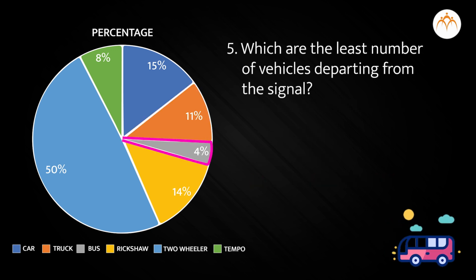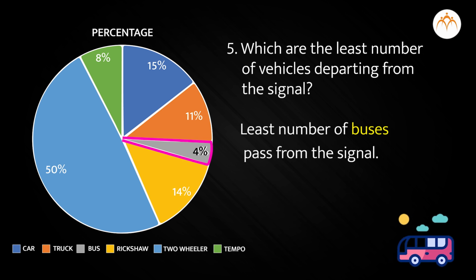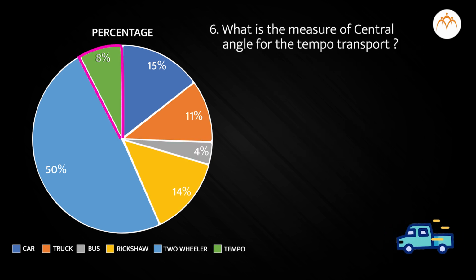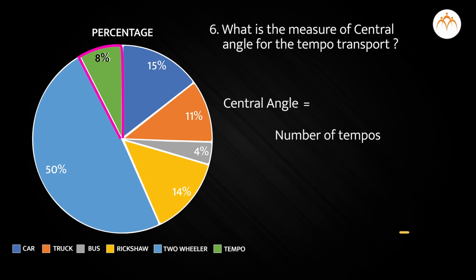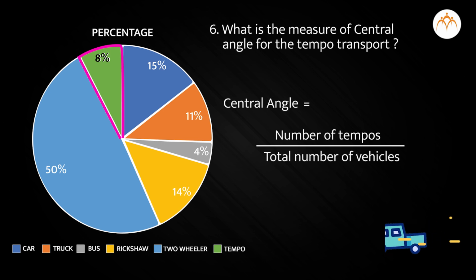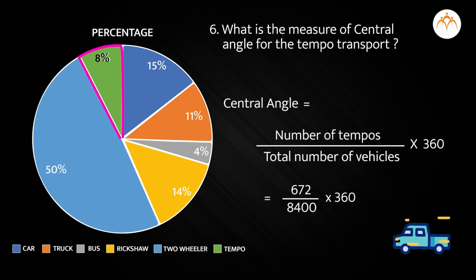Solution to the fifth question. Least number of buses pass from this signal. Solution to the sixth question. Central angle is equal to number of tempos divided by total number of vehicles into 360. Central angle is equal to 672 divided by 8,400 into 360 equal to 28.8 degrees.